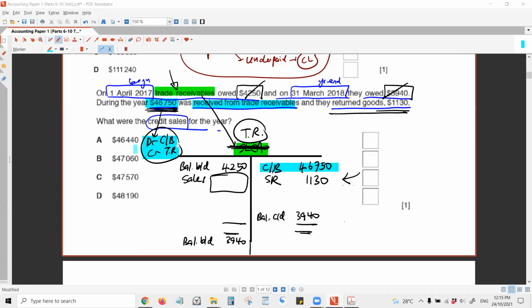One of you asked me why the balance CD is on the debit side here. Because customers owe us money, 3940. Closing balance, be careful. Write balance CD first, then only move it up diagonally. Customers owe us 3940 at the end of the month. Write balance CD first, then we'll move it up diagonally. I got it from here.